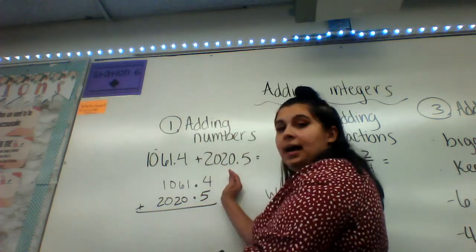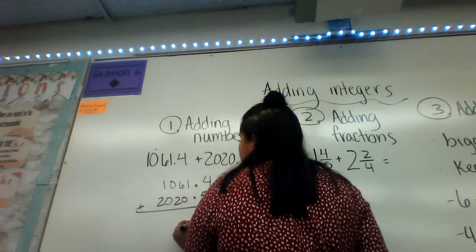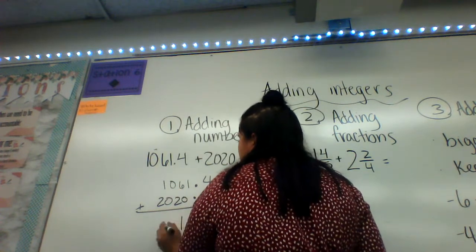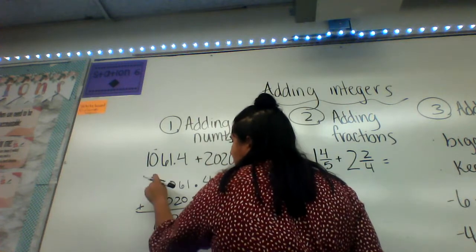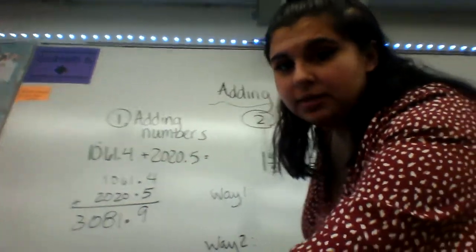Now, we're just going to add down. So 4 plus 5 is 9. Marry down that decimal. 1 plus 0 is 1. 6 plus 2 is 8. 0 plus 0 is 0. And then 1 plus 2 is 3. There we go. Normal adding numbers.